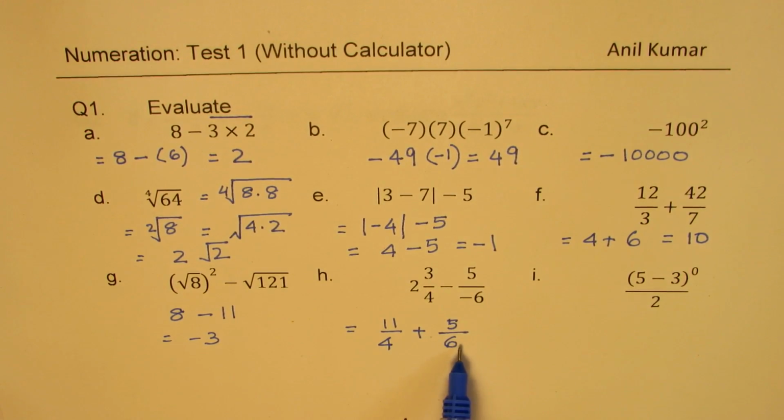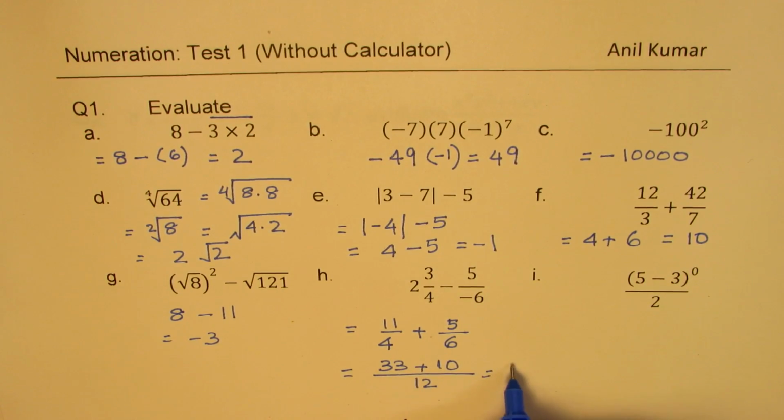Now to add these two fractions, we need to have a common denominator. The common denominator here is 12, right? To get 12, I have to multiply 4 by 3. So I'll also multiply 11 by 3. So we get 33. And here we have to multiply by 2. So we get 10. And adding them, we get 43 over 12. So that becomes our answer, and this answer is an improper fraction.